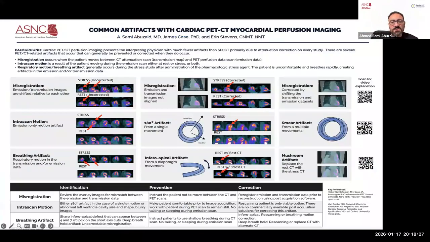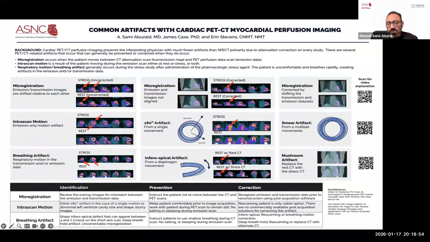You may have missed a registration artifact. If you think a little bit about these cases, with stress on top and rest at the bottom, you have, by comparison, a large reversible defect in the anterior wall. But if you go back and look into your transmission images, your boundaries are really the heart and the chest, and I think you need to adjust that.